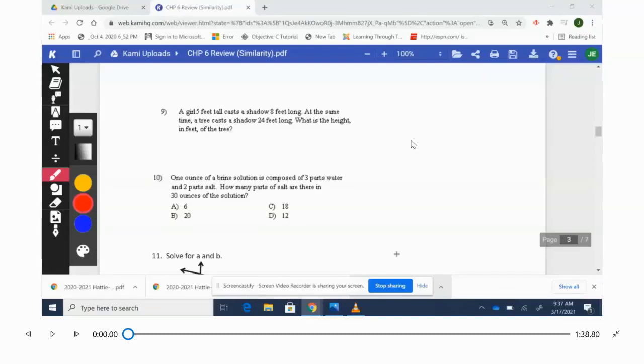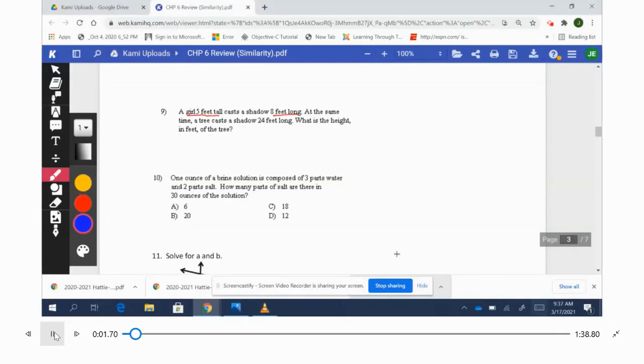Chapter 6, review page 3. Number 9, what we're going to do is set up triangles that represent the girl standing 5 feet tall, casting a shadow 8 feet long. Now, we make some assumptions.